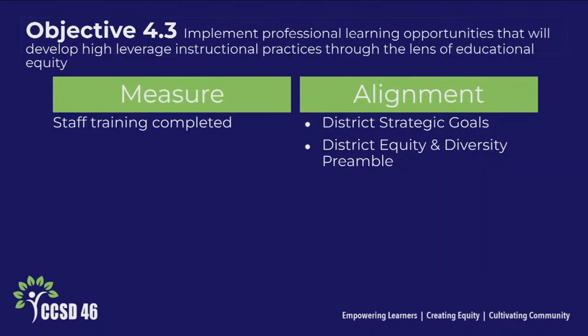And finally, our last objective would be to implement this professional learning. After we have developed our continuum of professional learning, we'll start bringing this to our staff. To support them through this professional learning, we'll have our instructional coaches available to support and focus on continuous improvement. This most closely aligns to the district's strategic goal, which was to implement this EAP during the 23-24 school year, and also aligns to our district equity and diversity preamble.